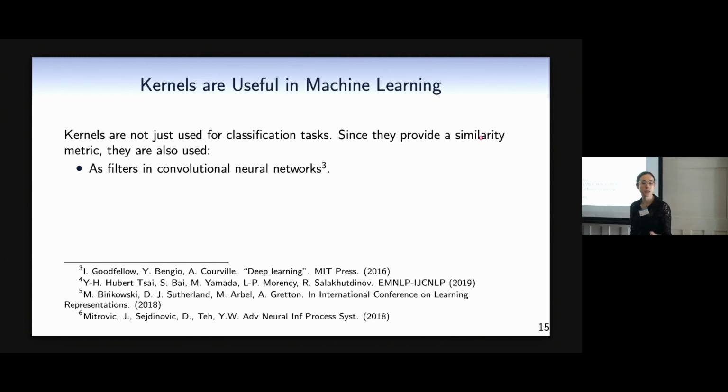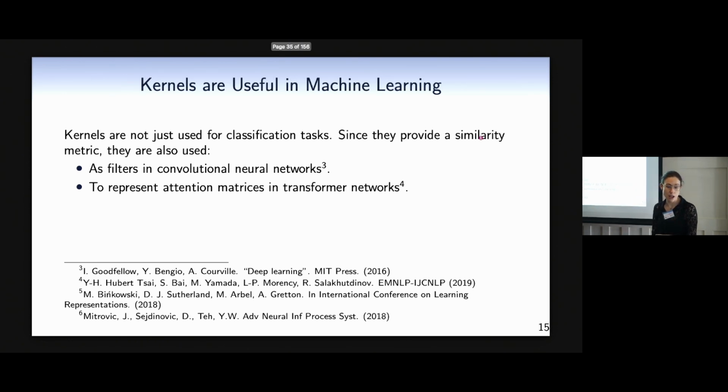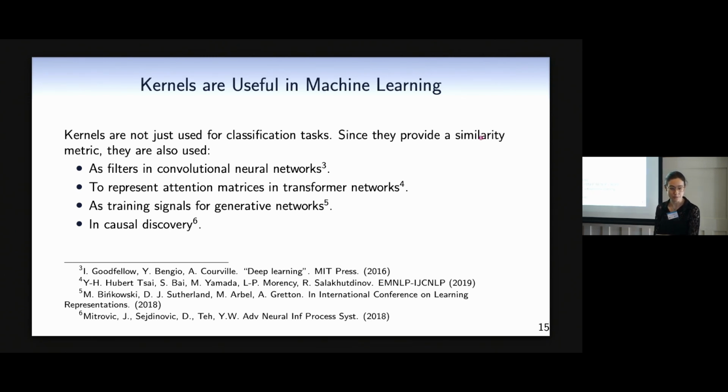So kernels are not just useful for data classification. They're used in other machine learning tasks, such as filters in convolutional neural networks. They can represent attention matrices in transformer networks, training signals in generative networks. And they can be used in causal discovery. And I'm sure there are many other uses. I've seen that you can take quantum neural networks and represent them as quantum kernels. So they're quite useful even now.